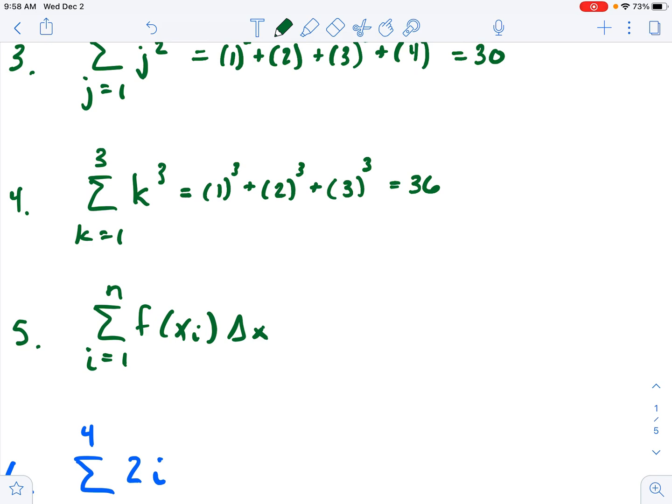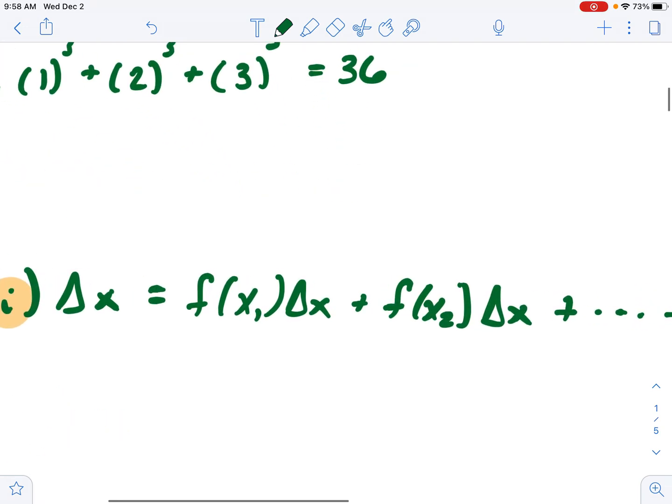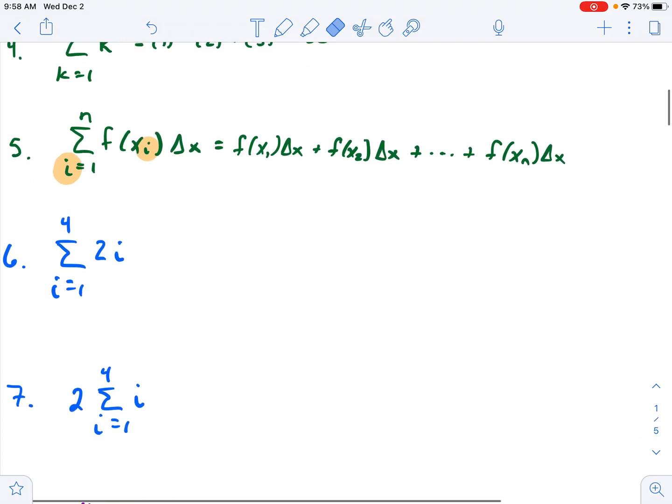The next one up, the summation is i goes from 1 to n. Again, n is just some arbitrary number, of f of x sub i times delta x. The only thing we're subbing in for is the letter i. So I would have f of x1 times delta x plus f of x2 times delta x, and so on and so forth until we get up to f of x sub n times delta x. Basically we're looking at the y value of a function times some change in x. You'll see this again in the lesson. But that's some basic review of summations.